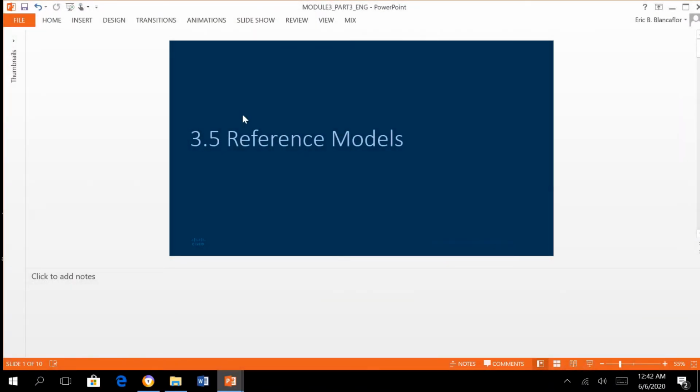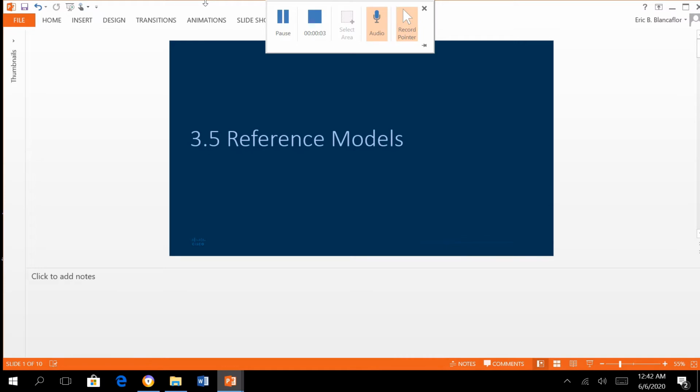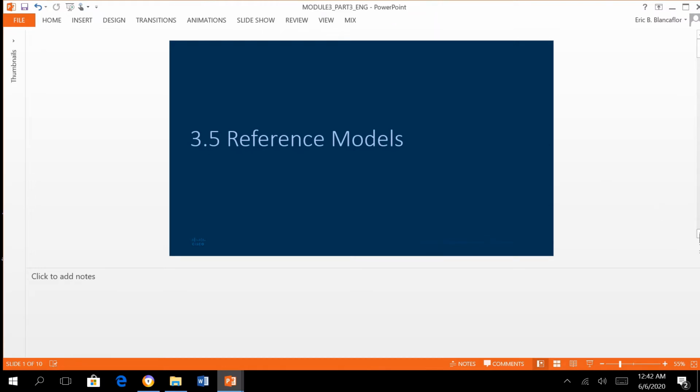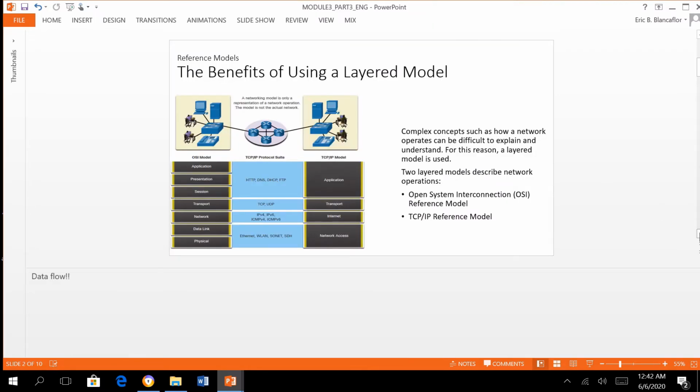As for the last part of Module 3, we'll cover reference models. There are two important models that we are to cover, OSI and TCP/IP. These are layered models. For example, OSI has 7 layers, and in each of these layers there are processes, and these processes deal with data being transmitted, say from one network to another network, or even one PC to another PC.